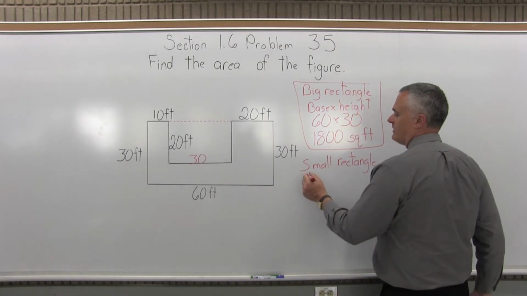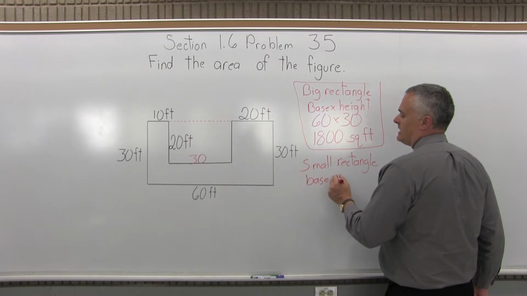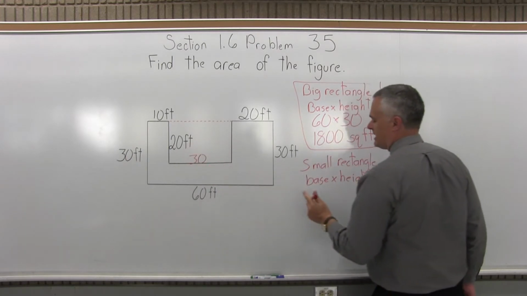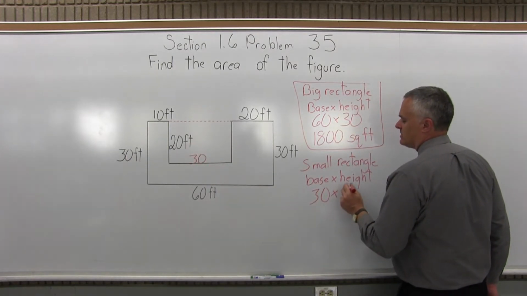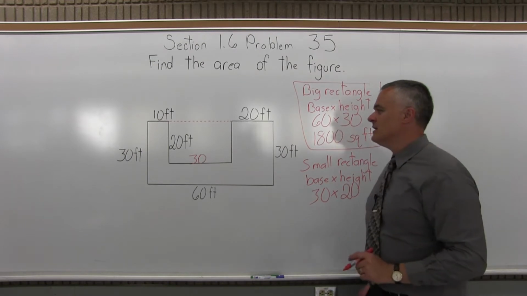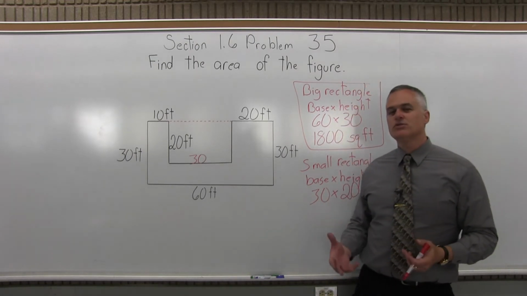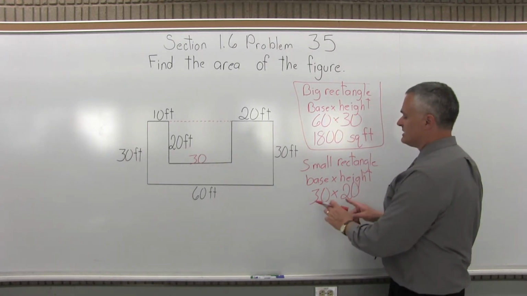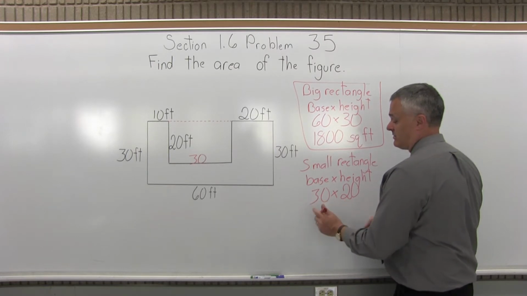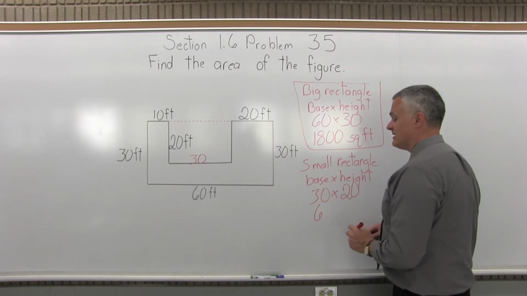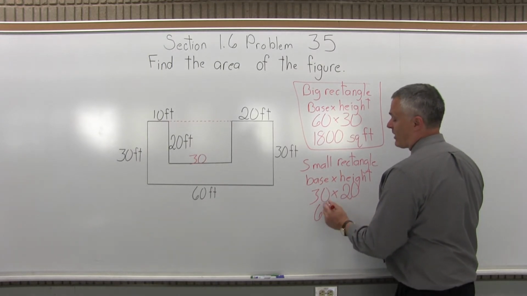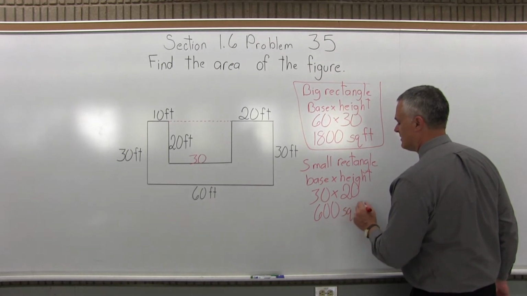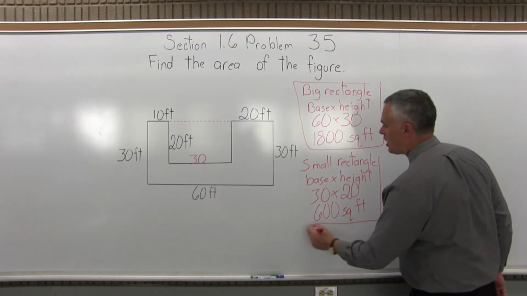So the small rectangle, base times height, is 30 feet for the base times 20 feet for the height. Now again, those are pretty big numbers to multiply, but you can just use that shortcut where you ignore the zeros, multiply the non-zero digits, and put the zeros back. So if I ignore the zeros, the non-zero digits are just 3 times 2. 3 times 2 is 6. And then I ignored 2 zeros, so I put back 1, 2 zeros. So it's 600. And that'd be 600 square feet. So that's the area of the small rectangle.